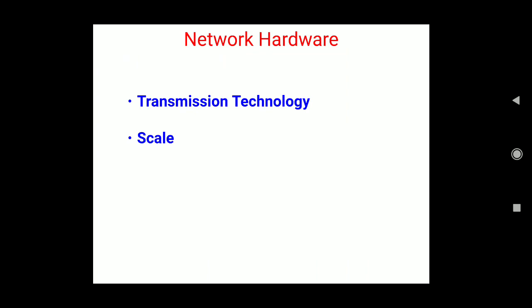Now, network hardware is basically divided using two concepts. One is called the transmission technology, and the second is the scale. Transmission technology pertains to what exact technology is used for the transmission. Based on that, we can categorize the network hardware. And second is the scale. What is the scale of the entire network? Based on that, we can also categorize the network hardware.